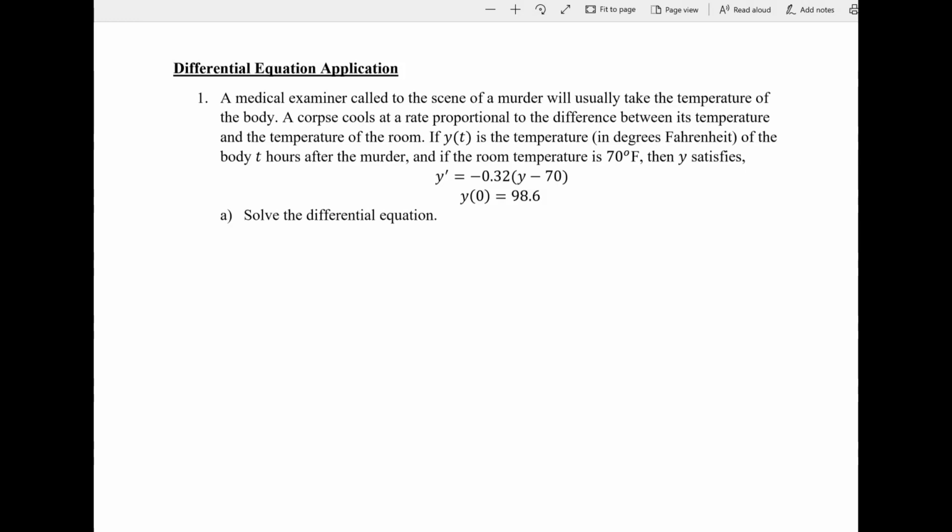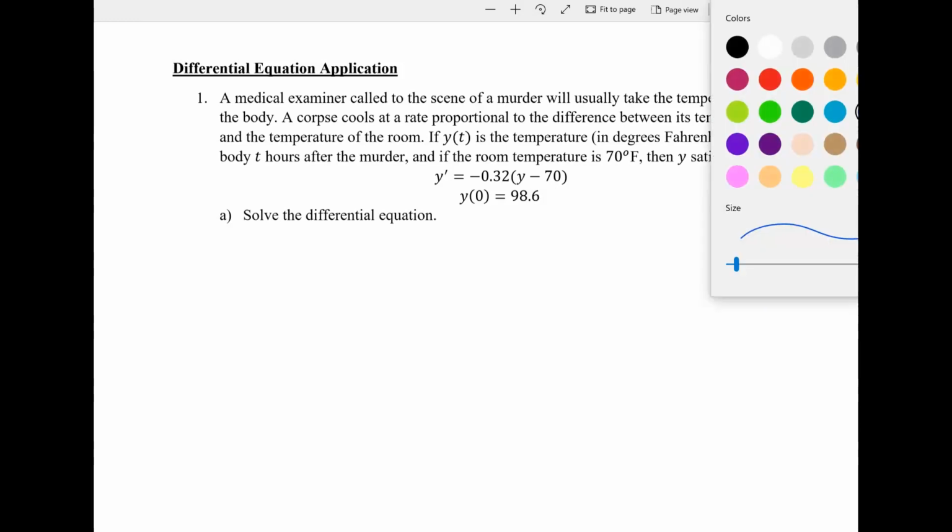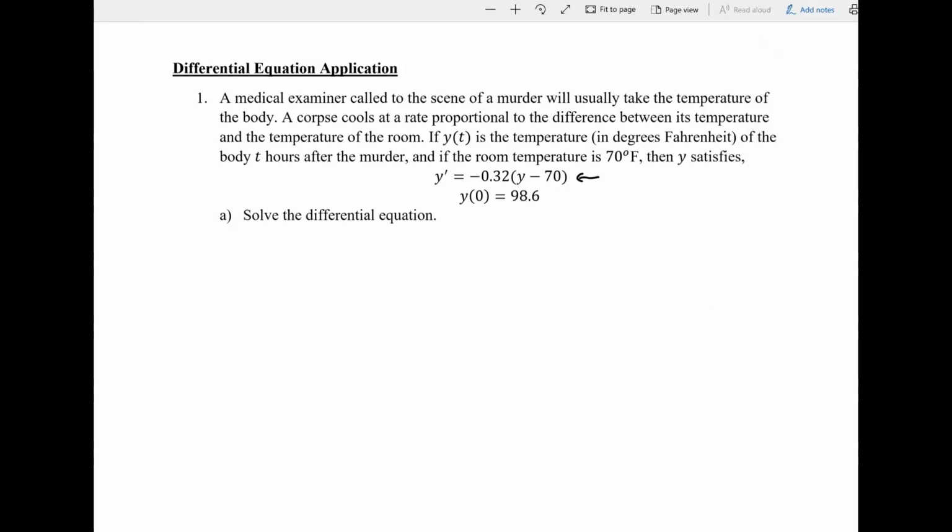So basically, this kind of tells you the rate at which the body is cooling down, and then here is the initial condition. We know that the initial temperature of a human is 98.6 degrees Fahrenheit. So what we want to be able to do is solve this differential equation. This is also an example of Newton's law of cooling, if you are interested.